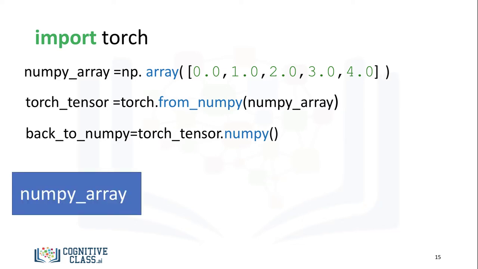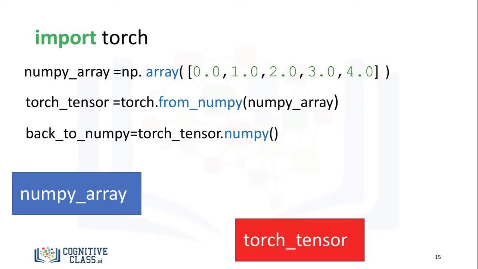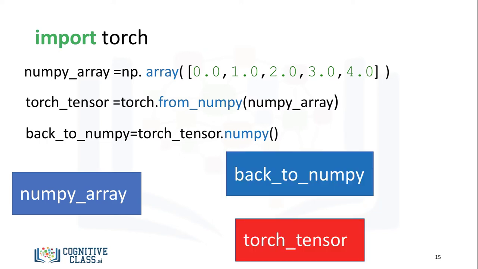Let's represent the NumPy array with this blue box and the torch tensor with this red box. Finally, we'll use this blue box to represent the variable back_to_numpy. The variable back_to_numpy points to the variable torch_tensor. The variable torch_tensor points to the variable numpy_array. Therefore, if you change the variable numpy_array, both torch_tensor and back_to_numpy will change. You will see an example of this in the lab.